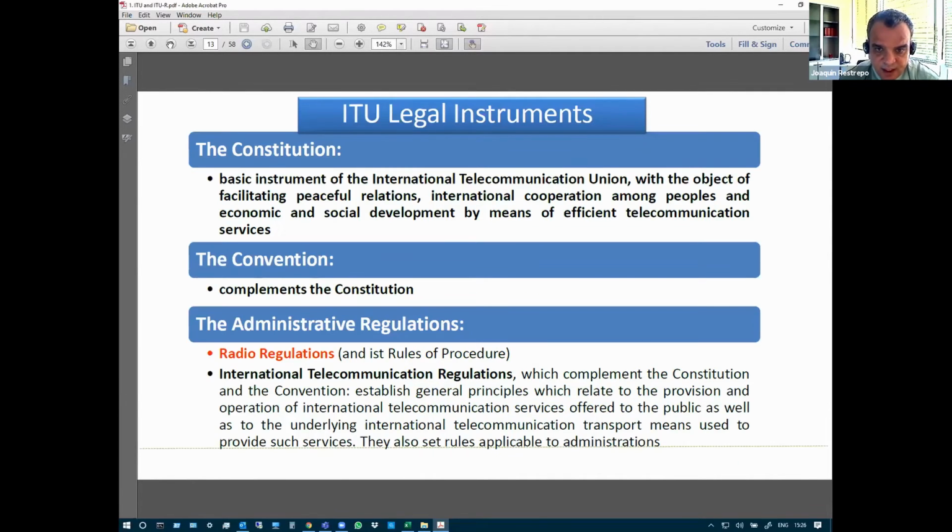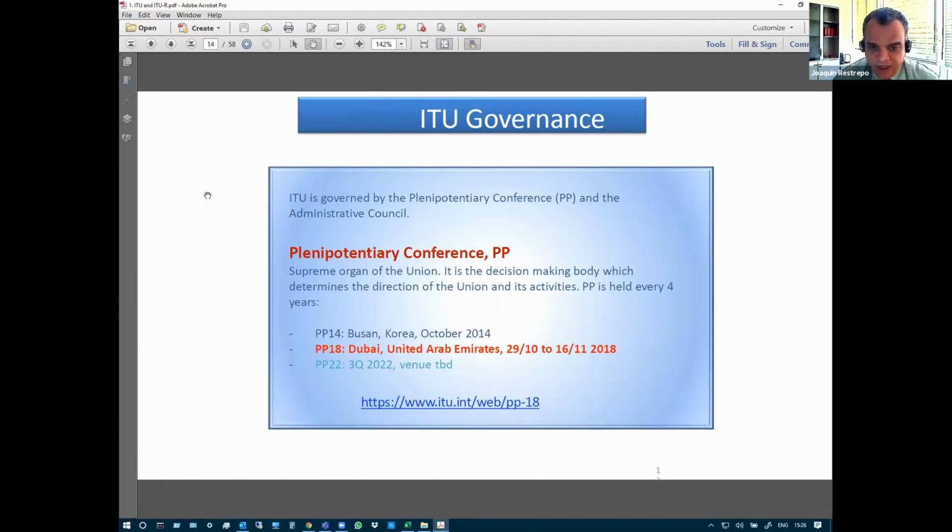Sorry. The ITU governance: we are governed by the Plenipotentiary Conference and the Council. The Plenipotentiary Conference is the supreme organ of the Union, the decision-making body which determines the direction of the Union and its activities. The Plenipotentiary, also named PP, is held every 4 years. The last 2 editions were in Korea in 2014 and Dubai in 2018. The next one will be in 2022. The venue is about to be defined.